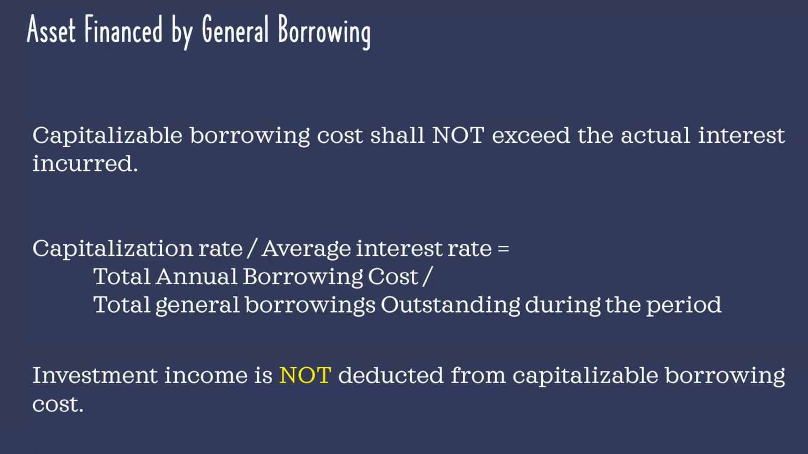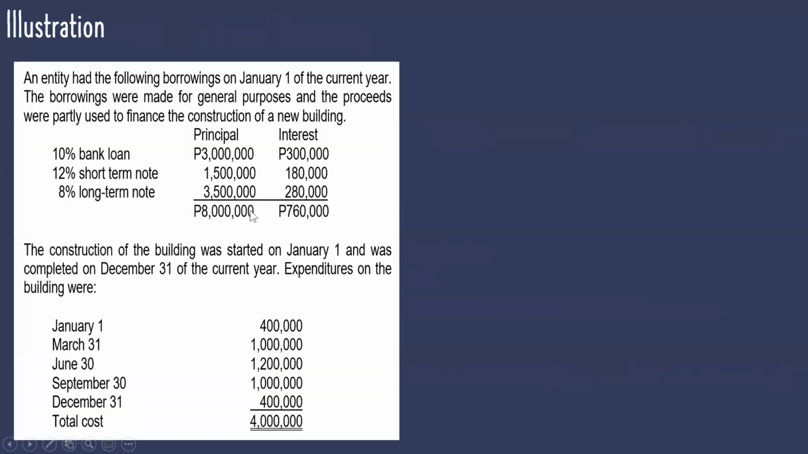But here, class, in general borrowing, take note that since the standard is silent on what to do with the investment income related to general borrowing, the treatment is that we do not deduct it from the capitalizable borrowing cost. So in short, for general borrowing, any investment income derived from temporary investments will not be deducted. We just ignore it. Okay? So let's proceed to the illustration.